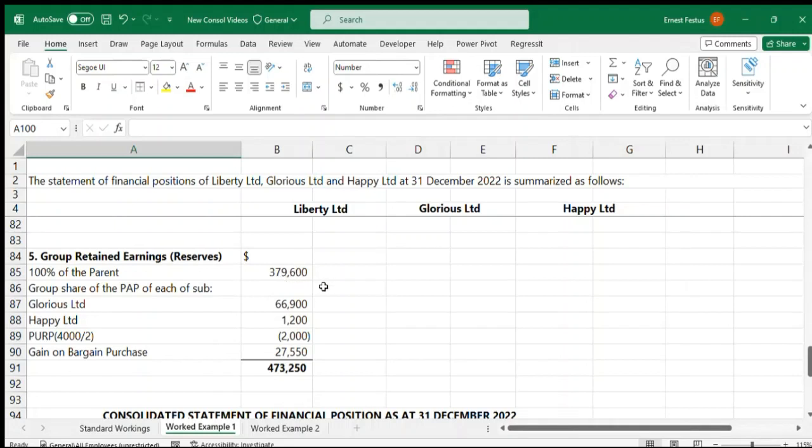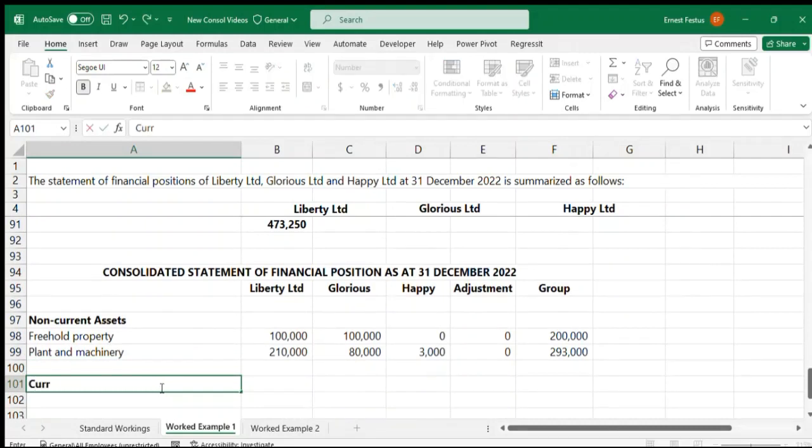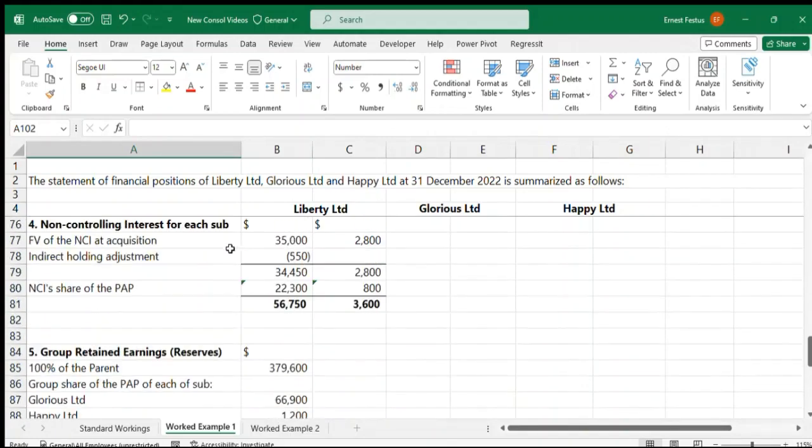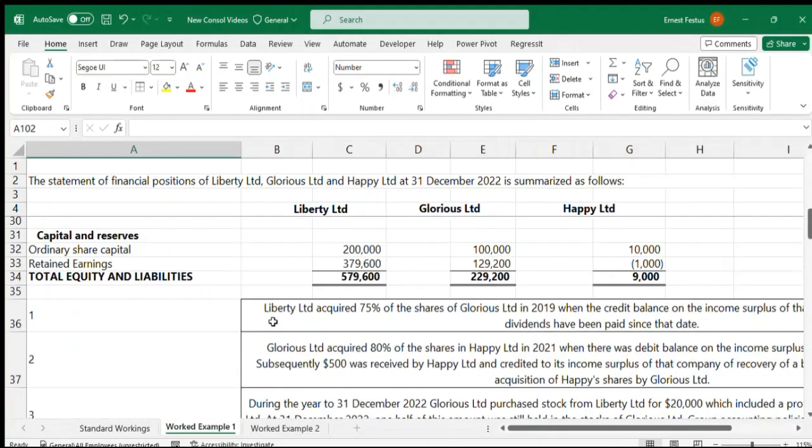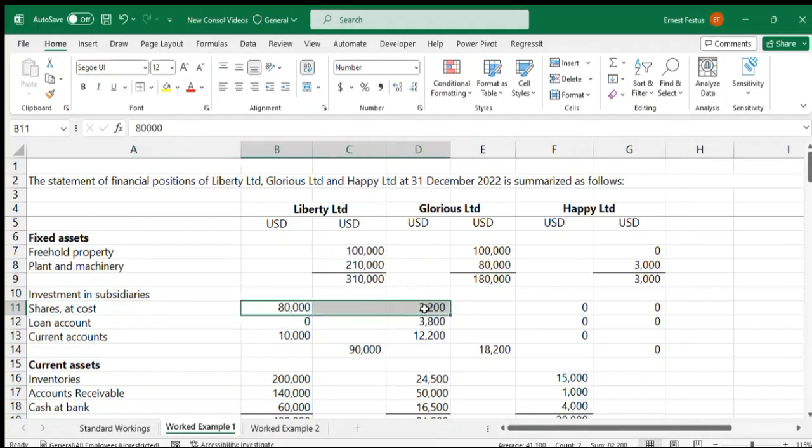Alright, and it is actually a loss to the acquiree because they have lost on the value of the business. Alright, then we have our current assets. So the investments in the subsidiary are going to be eliminated. All the investments we have already used, so they are out.